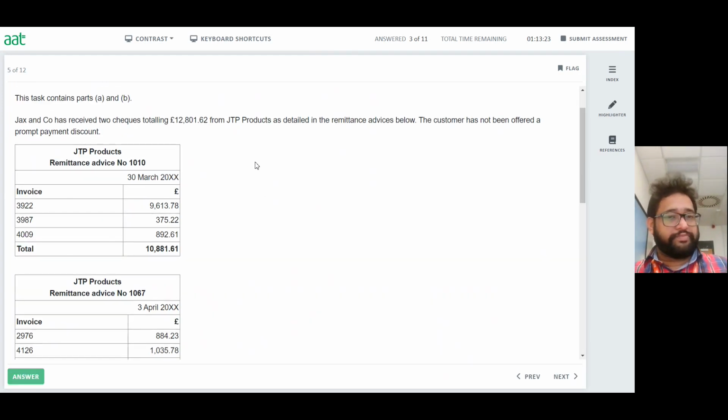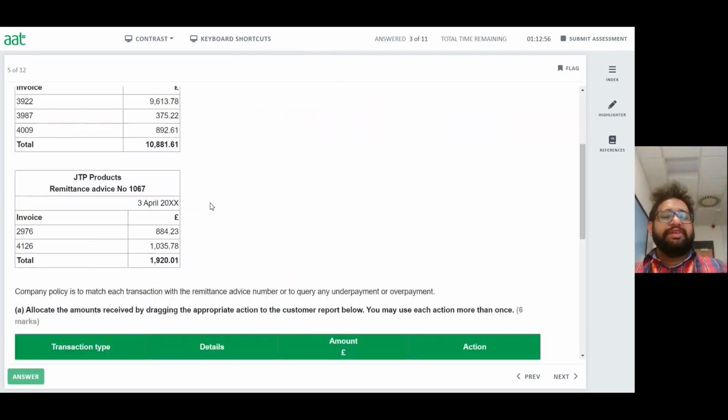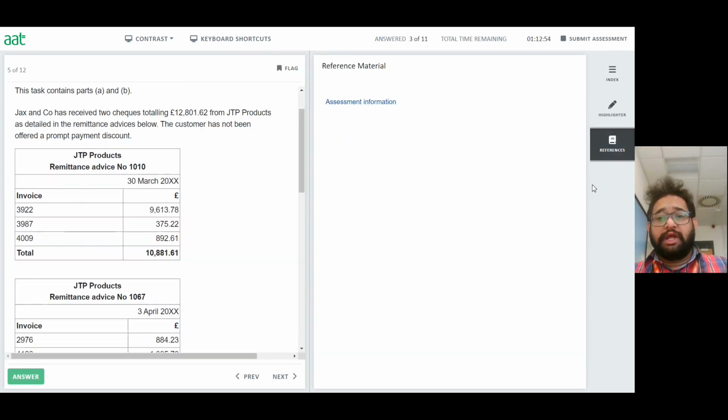Task number 4. Jackson Co. has received 2 cheques totalling £12,801.62 from JTP Products, as detailed in the remittance advice below. The customer has not been offered a prompt payment discount. So they're not given a prompt payment discount, but they have sent in this remittance advice for us. Here we need to check what these payments should be allocated to.